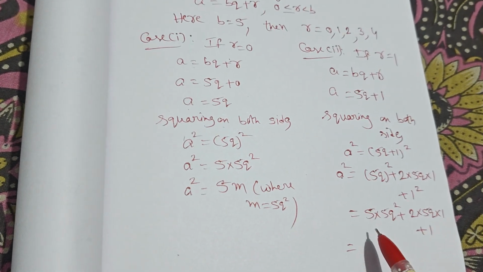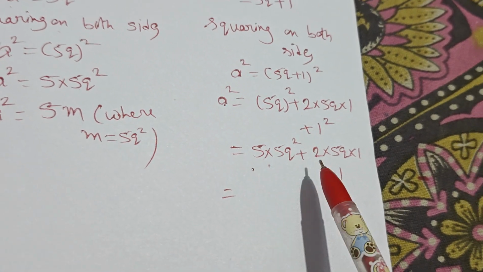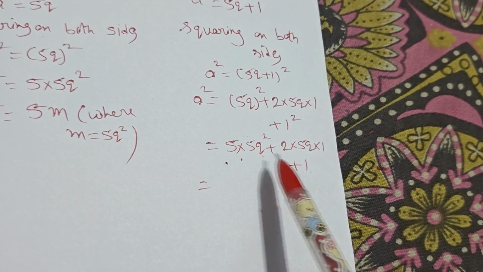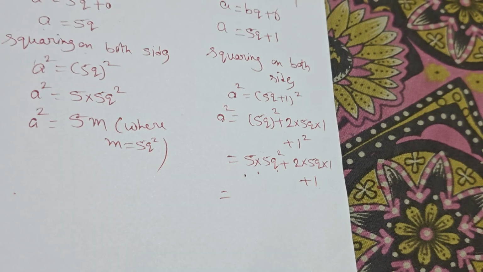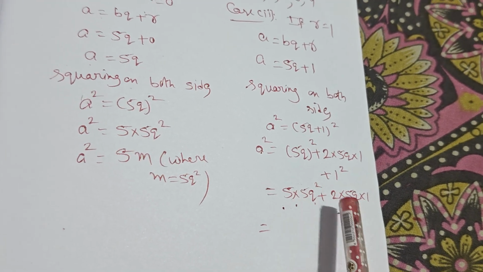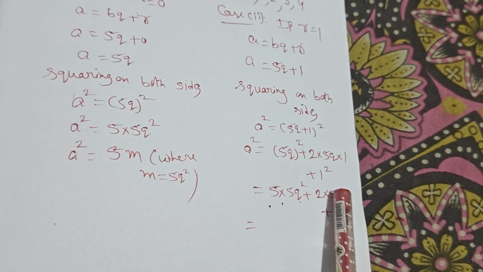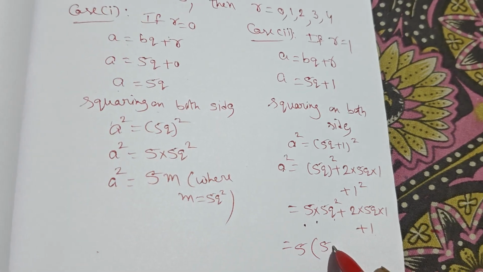Now here, how many terms are there? First you see how many terms are there. Here plus means this is one term, second term, third term. We have 3 terms. What we have to take common? The divisor we have to take common. What is the divisor? 5. Here we will get 5 common, here we will get 5 common. But here we won't get 5 common because here we have only 1. So take 5 common. What is left here?